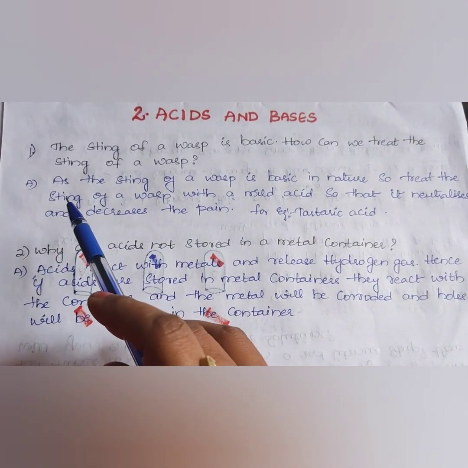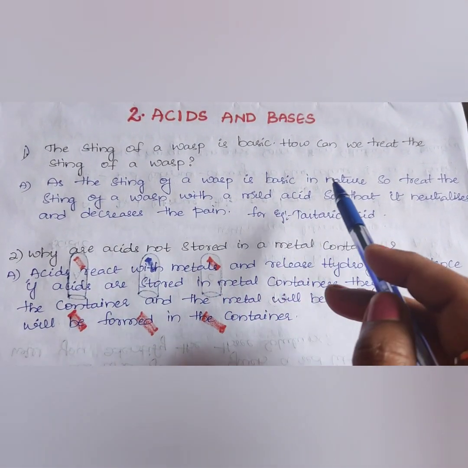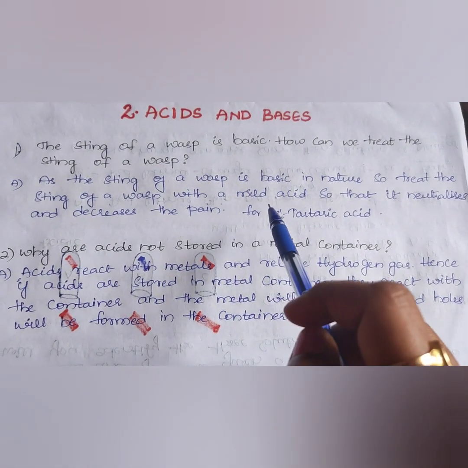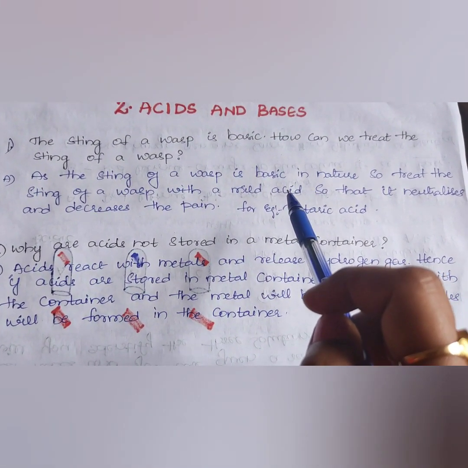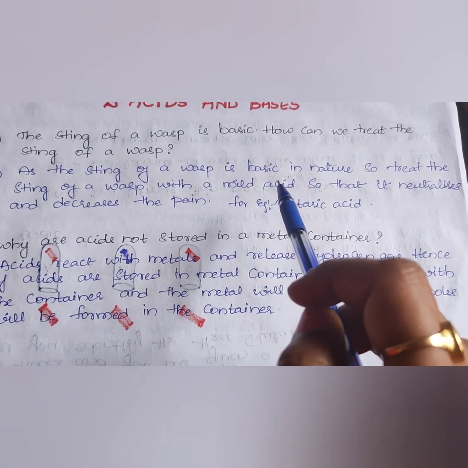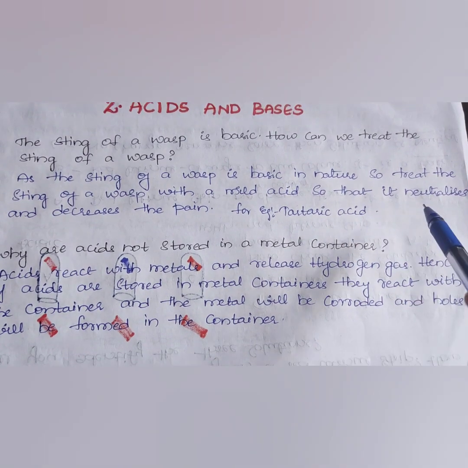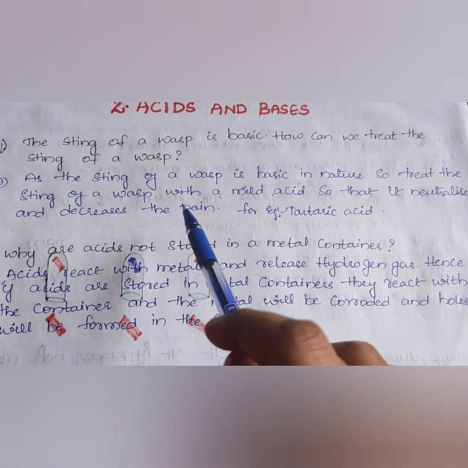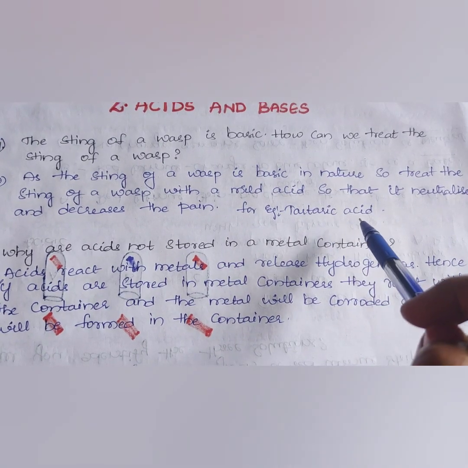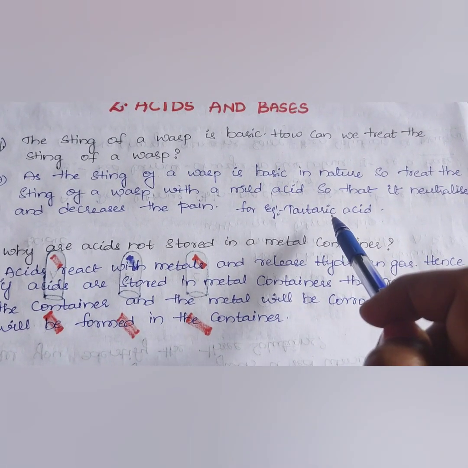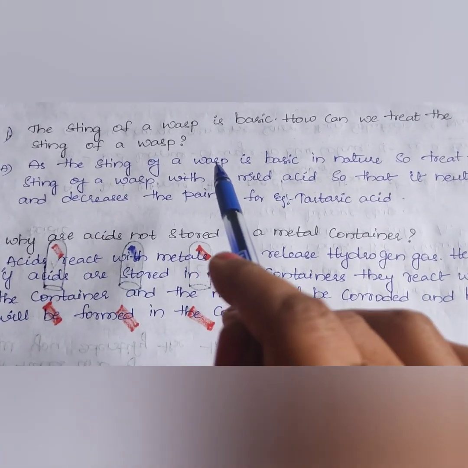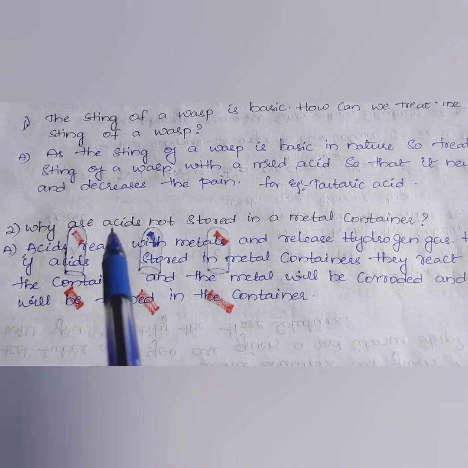So here, as the sting of a wasp is basic in nature, treat the sting of the wasp with a mild acid. You should not use a strong acid. It may cause burns. So we have to use a mild acid, so that it neutralizes and decreases the pain. Here, an example is tartaric acid. So you can use tartaric acid to treat the sting of the wasp, so that the pain will subside.